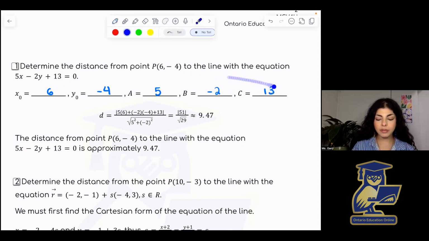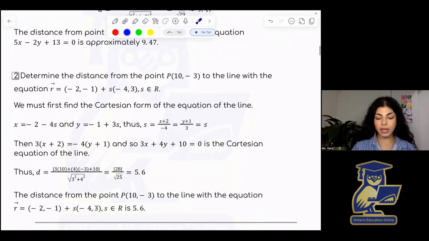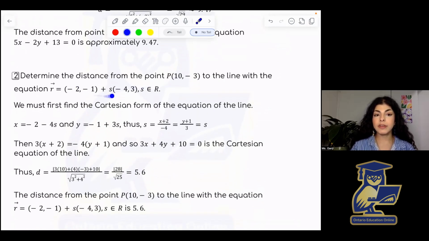So substituting all of these values into my formula here, I end up with this expression, and simplifying, I have the absolute value of 51 over the square root of 29, which is approximately 9.47. Now, because we are working with just points and lines in any space, we don't really have units here. So we just say the distance from the point to the line is approximately 9.47. So again, no units.